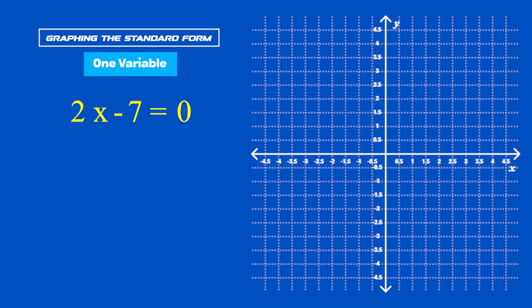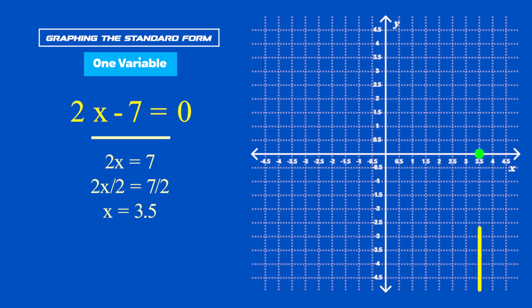Solving for this second example, we get the value of x. To graph, we locate x is equal to 3.5 and draw a vertical line since there is no value for y.